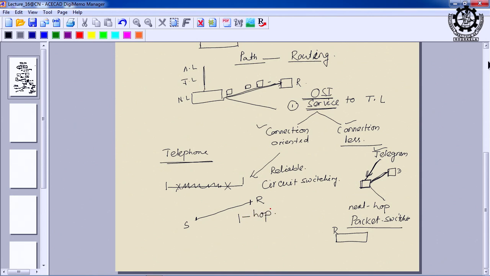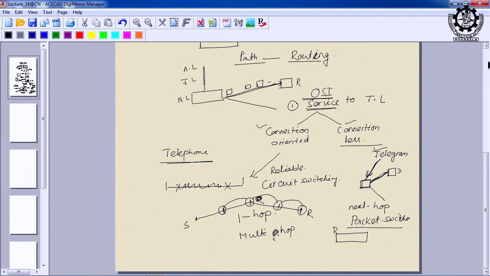It may happen that the receiver is somewhere here, and in between there are multiple nodes storing the packet and forwarding it to the next hop, again storing the packet, again forwarding it to the next hop till it reaches the receiver. This is what is called multi-path communication or multi-hop communication, you can say. So, the routing could be either single-hop routing or multi-hop routing.